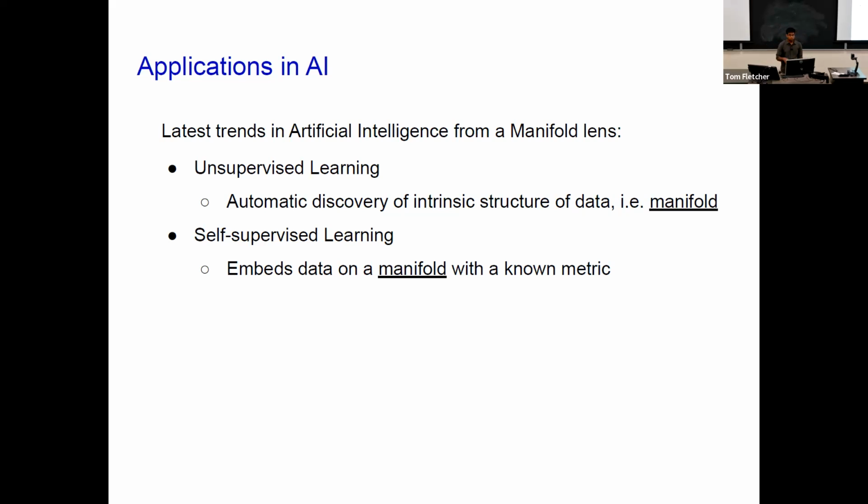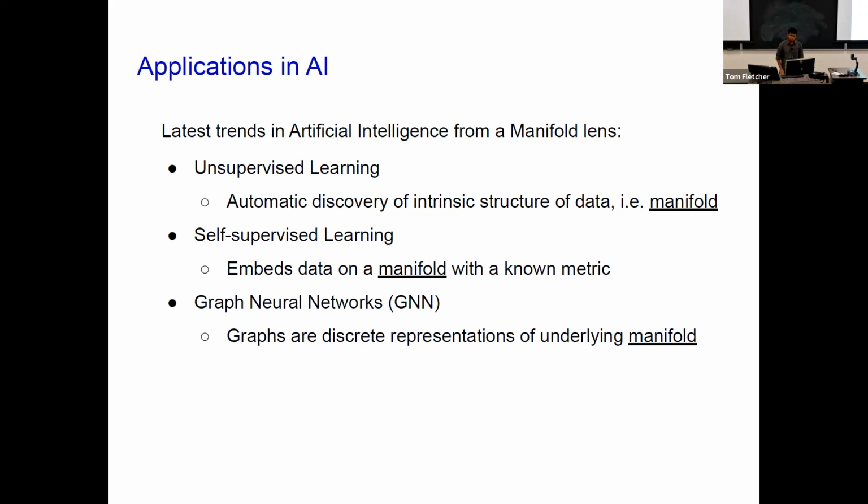We'll look at details about each of these topics in the following slides. I'm just trying to make a connection that everything is about manifolds. Okay, graph neural networks. So graph neural networks essentially model data which is represented in graphs. Most of the data that you see in the real world is graphical data.